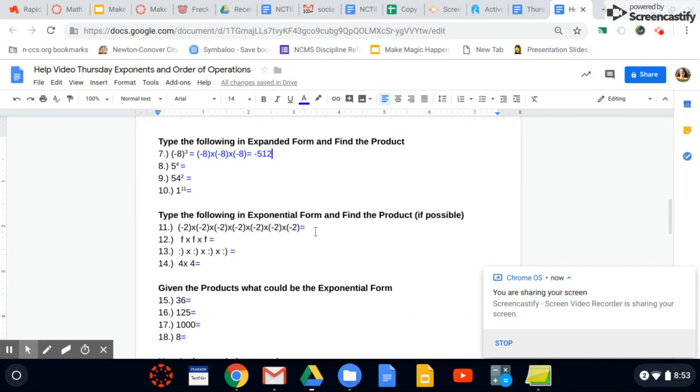The next one says go from expanded form and I want to make it into exponential form. So this one has -2.